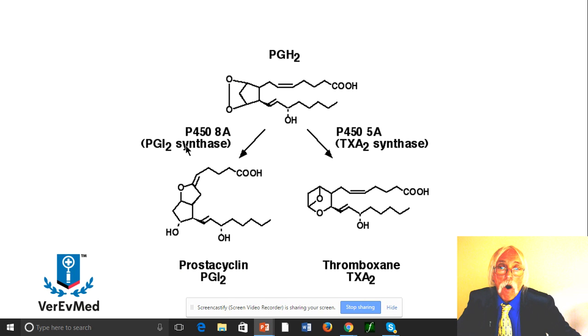Now, all of these enzymes are P450s. So there is PGH2. That's one of the initial products of the COX pathway, the cyclooxygenase pathway. When you're going to make prostacyclins, you need to have P450-8A. If you're going to make thromboxanes, you're going to make P455A.